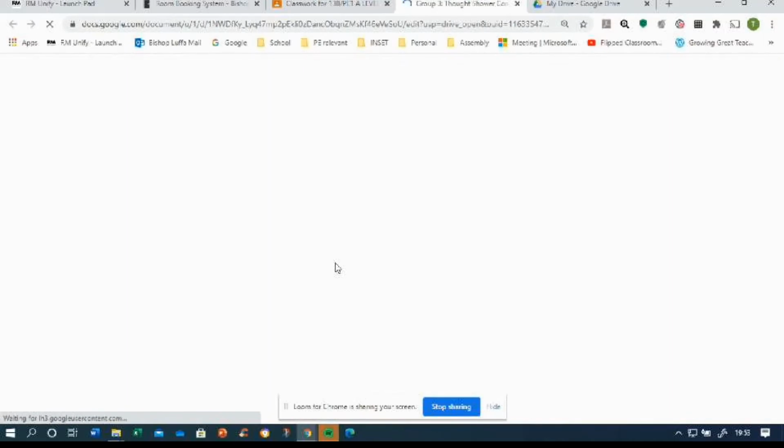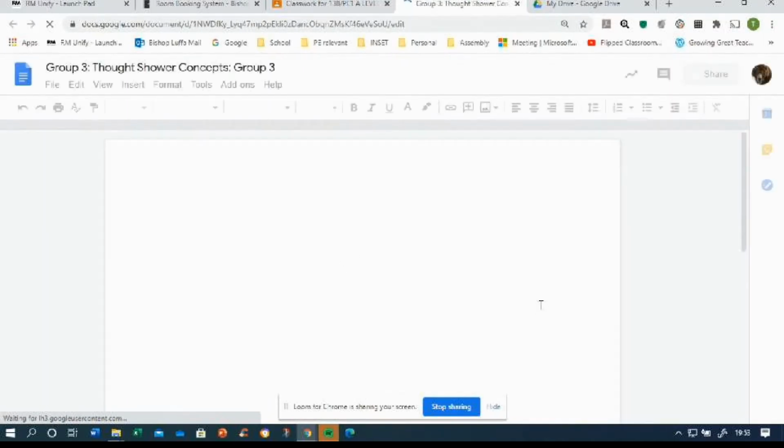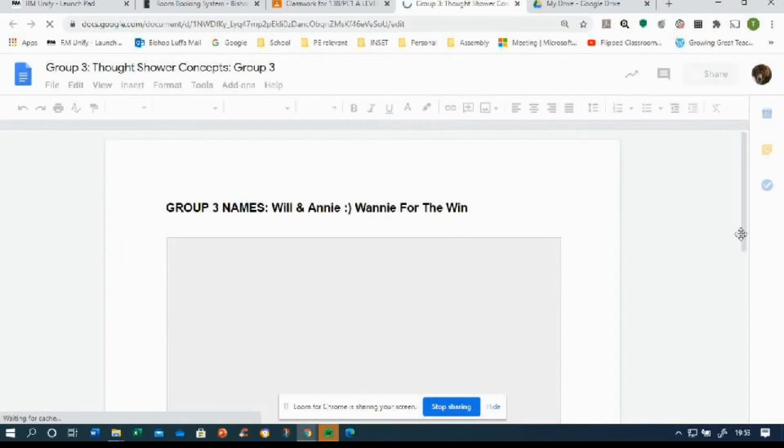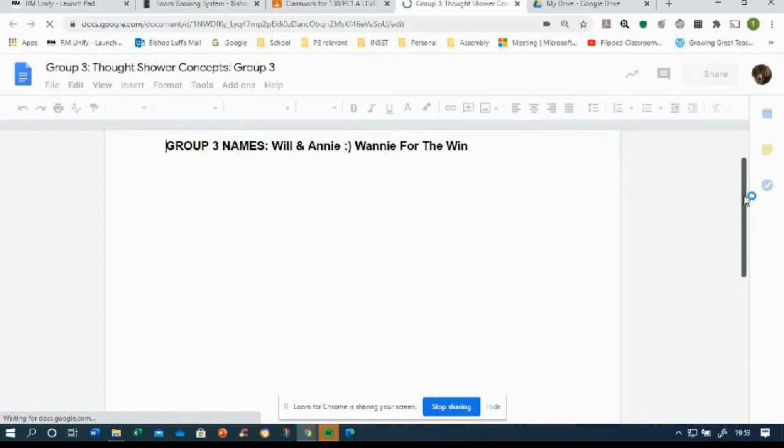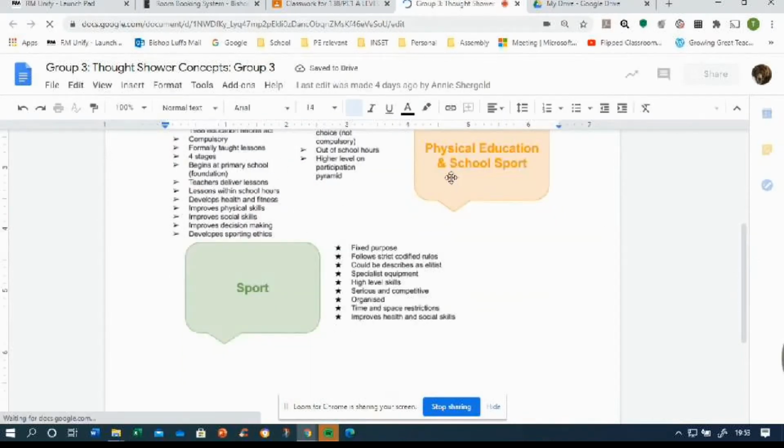And we can have a quick look at their thought shower. Now, this group here, they obviously gave themselves a nickname in this one. They went on there and they wrote down everything that they knew from the previous lesson in terms of these concepts of physical recreation, physical education, and school sport.